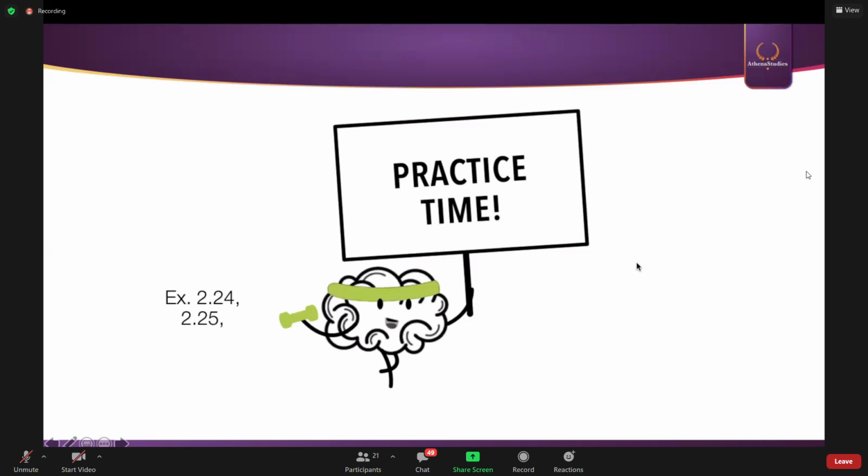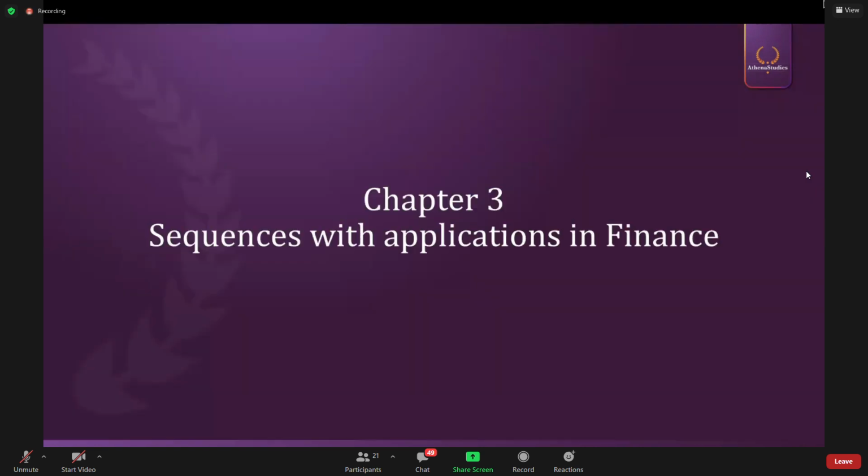And these exercises 224 and 225 will be for you to work at home. I will also send you the full algorithm of how to solve these exercises, like I did on WhatsApp earlier. But now I think it's time for a really short break. We're gonna do a 5-minute break, so everybody be back at 12:16. And we're gonna continue with chapter 3, which is the last chapter we're gonna do today. So we're going to speak about sequences with applications in finance. So everybody be back at 12:16 and we will continue.